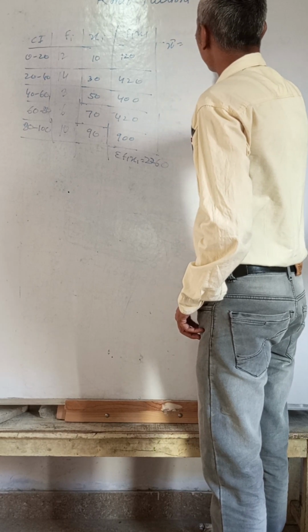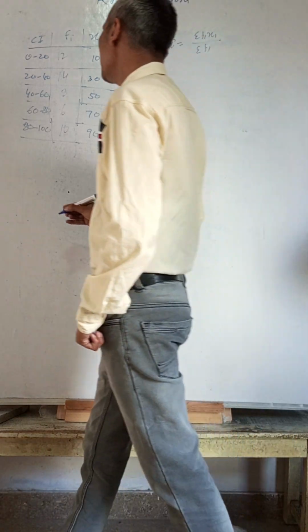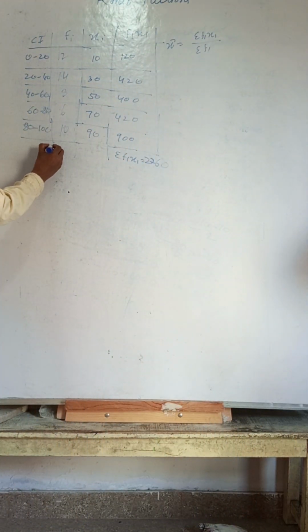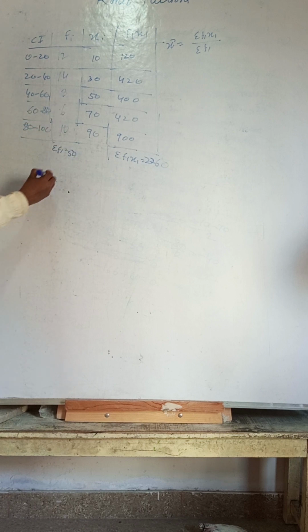Sigma Fi xi by sigma Fi. Fi means what? Total of the frequency. Sum of the frequency. So what is the sum of the frequency? 12 plus 14, 26. 26 plus 14, 8 plus this one. 40 plus 10, 50. It becomes 20, 10, 30, 30 plus 20, 50.